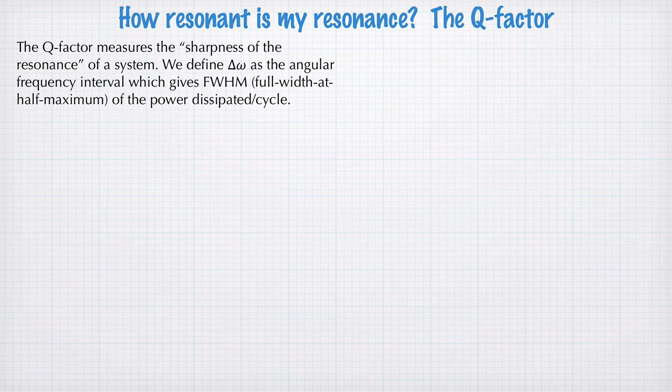Now we're going to ask the question, how resonant is my resonance? And this is an introduction to the concept of a Q factor. Now the Q factor measures the sharpness of resonance of the system.